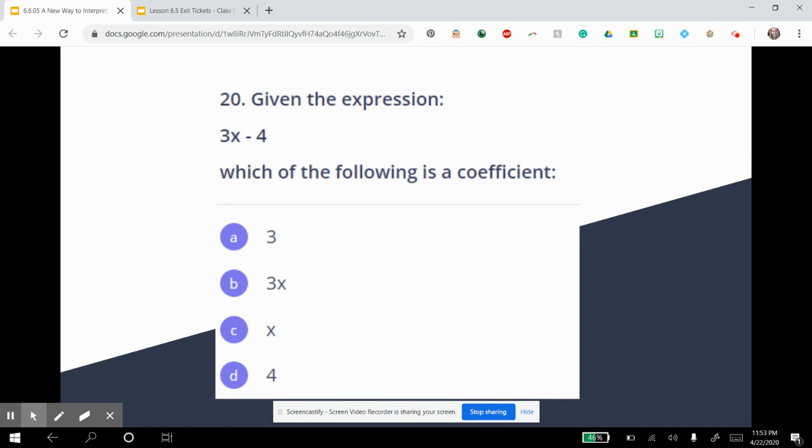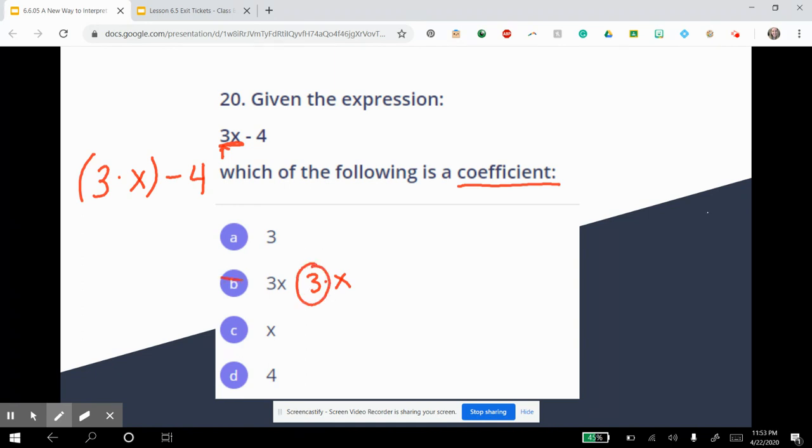Okay, so the question was, given the expression 3x, and we remember that 3x here means 3 times x, 3x minus 4 would be another way to write this, okay? Which of the following is a coefficient? Now, the coefficient means a number that's pressed up against a variable to imply multiplication. Which number here is pressed up against the variable, which is x? 3, right? It's not 3x because that would be 3 times x, and those are two different terms. We have the variable and the coefficient.